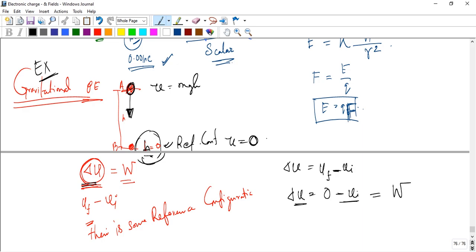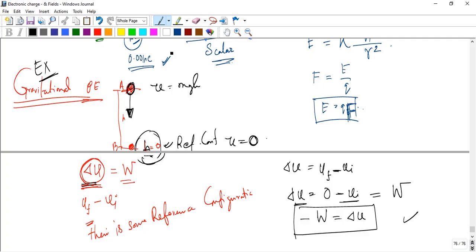Okay, that is equal to work done, and that work done is minus delta U. Clear? Similarly, when you study electric potential energy, as in the study of gravitational potential energy, there is a reference. Okay, there is some reference configuration.